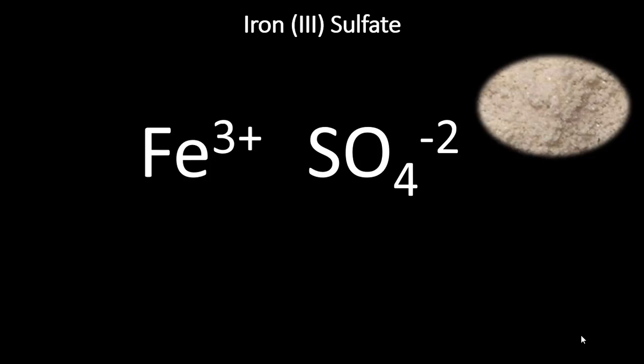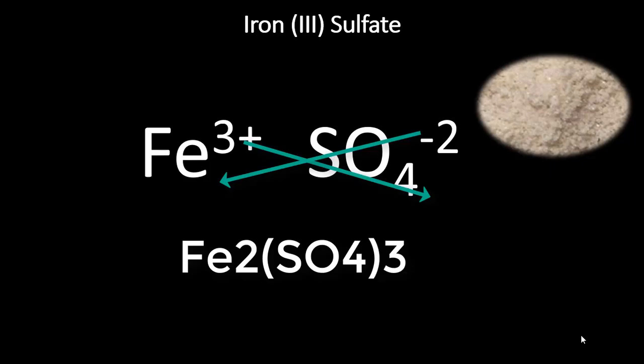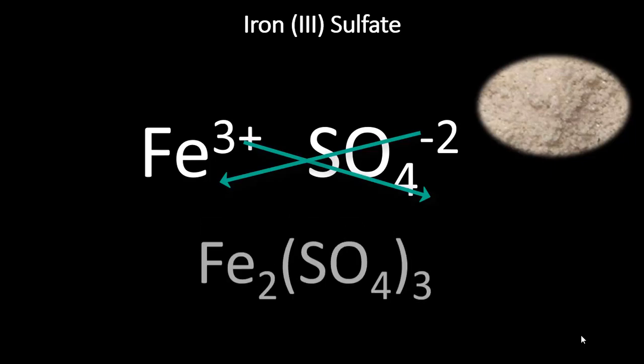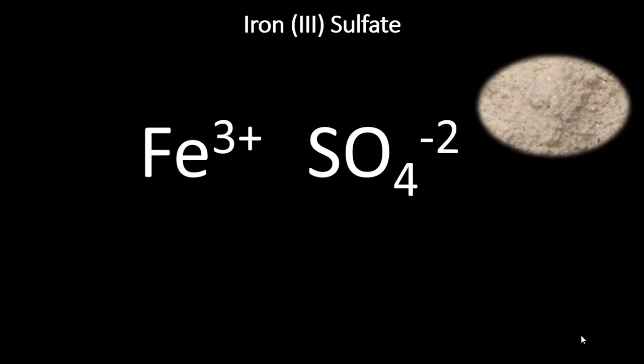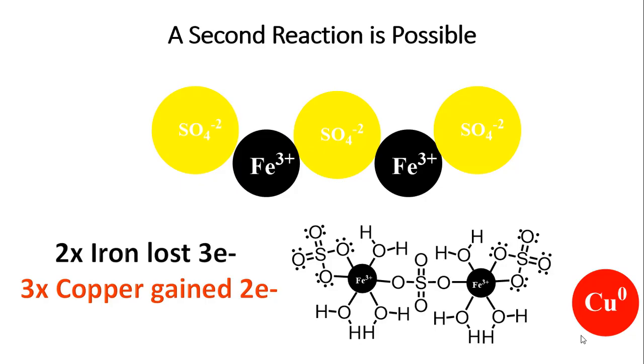It's Fe3+ and SO4 2-. You crisscross the charges, and you end up with the 2 down here with iron, and then the 3 outside of a parentheses with SO4. And you can see that here in the molecular formula. There are 2 atoms of iron, and then there are 3 SO4 polyatomic ions, which are here, here, and here.